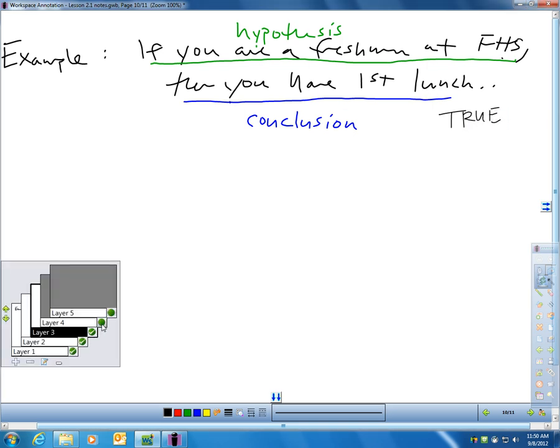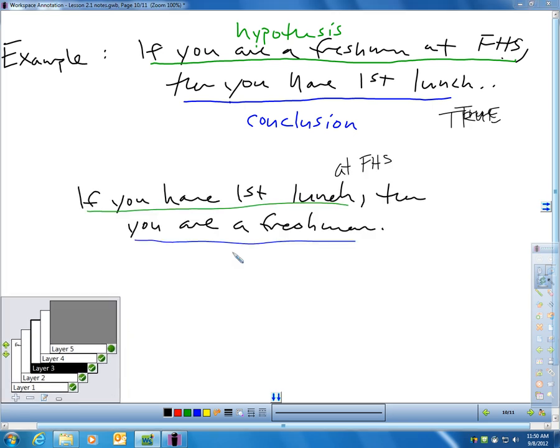Let's think about the converse of that statement. Let's say I reverse the statement around. Let's say that this was my conditional statement. If you have first lunch at FHS, there's my hypothesis in green. If you have first lunch at FHS, then you are a freshman. Let's see if that's true. If you have first lunch at FHS, then you are a freshman. Is that true?